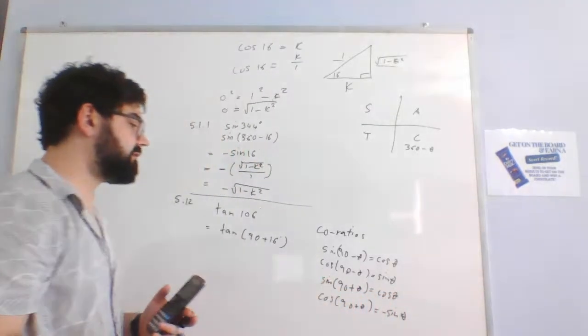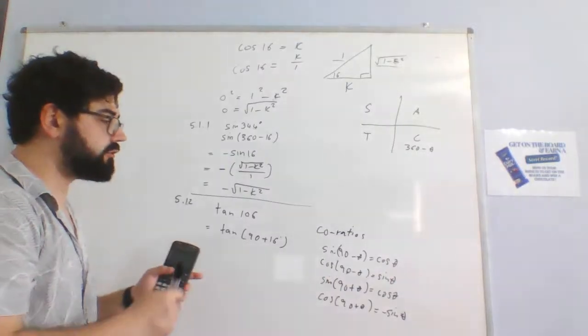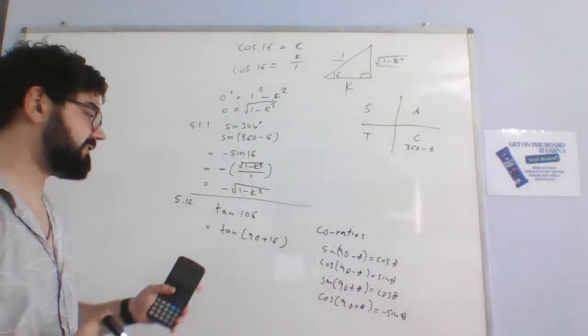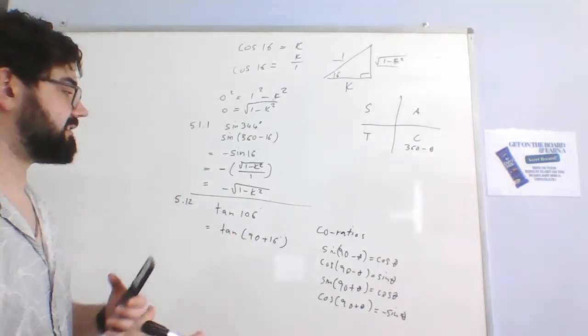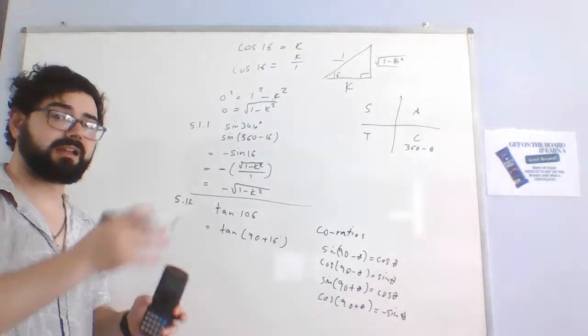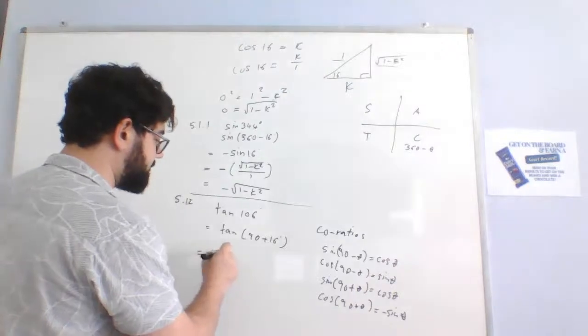But this one is not negative. Sine of 90 plus theta. So notice we actually don't have co-ratios for tan, and that's why I say this one's uncommon, because we're going to have to break it down into sine of 90 plus 16 over cos of 90 plus 16, and then we'll have to fill in those ratios separately.